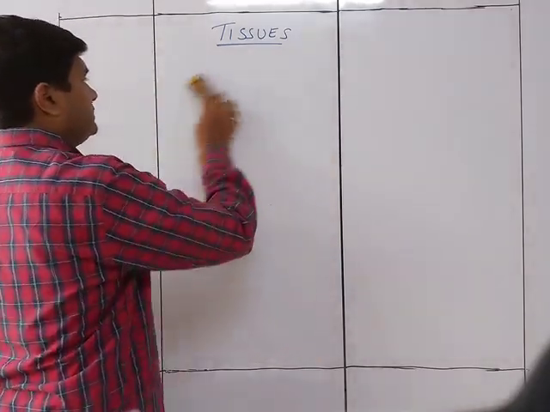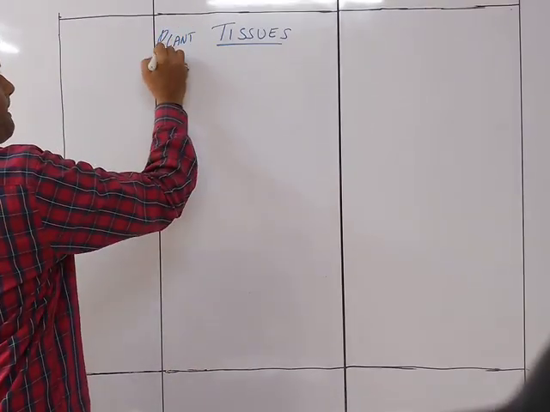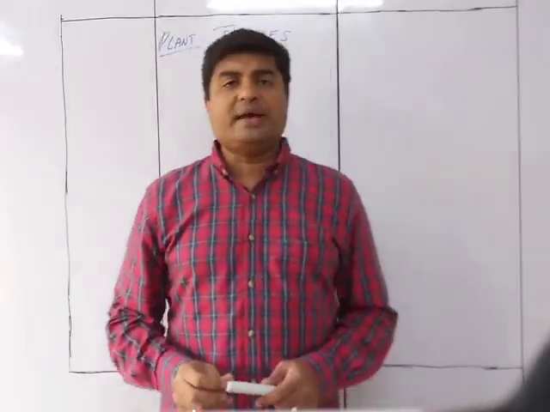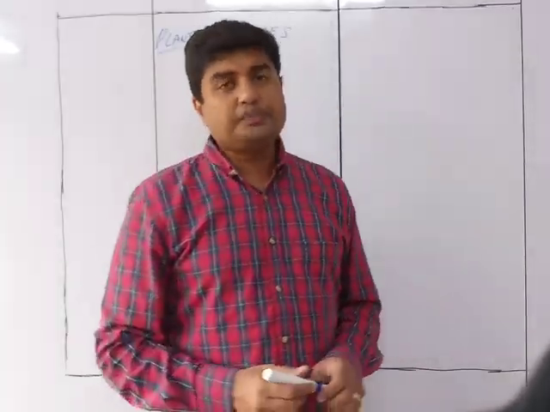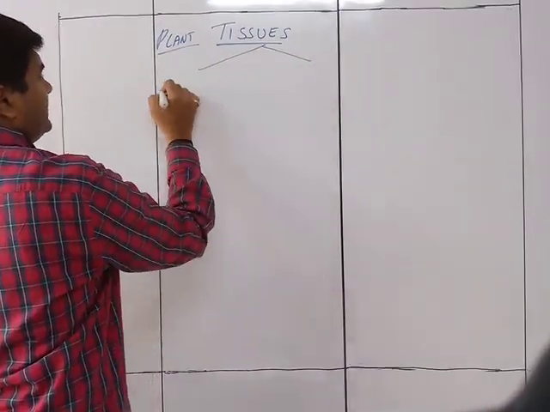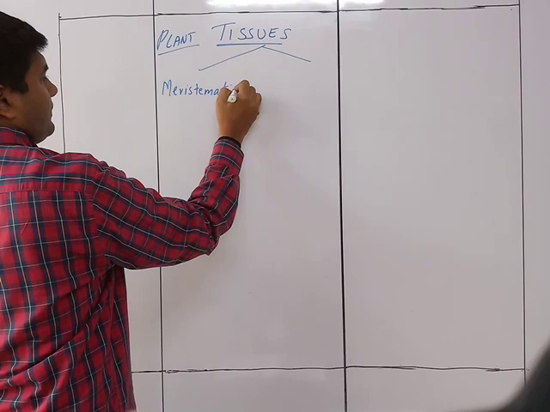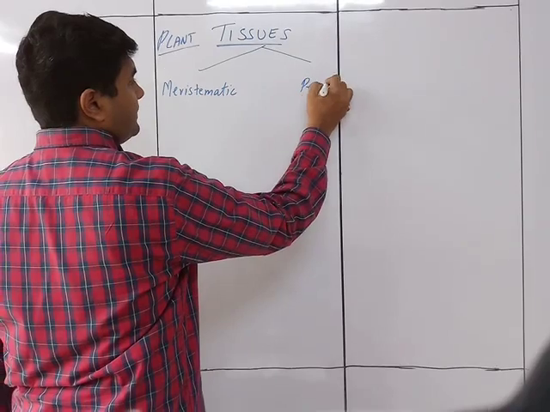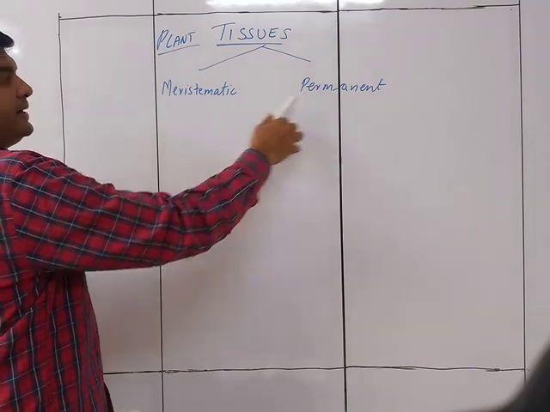So first we are talking about plant tissues. Now a plant has two kinds of tissues. One is meristematic and the other one is permanent. So we have two types of tissues over here: meristematic and permanent.